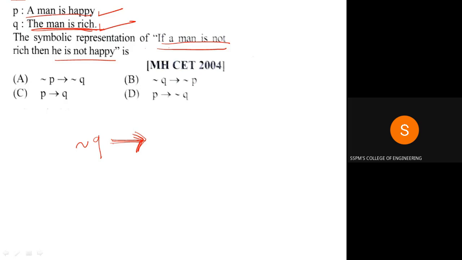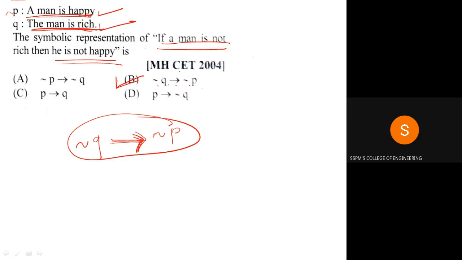P means a man is happy. Therefore, the negation of "he is not happy" means we have to use the negation of P. What is the negation of P? So which will be the correct answer? This one will be the correct answer. B is negation Q implies negation P. This will be the correct answer.